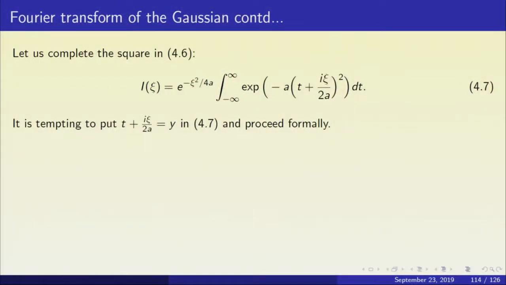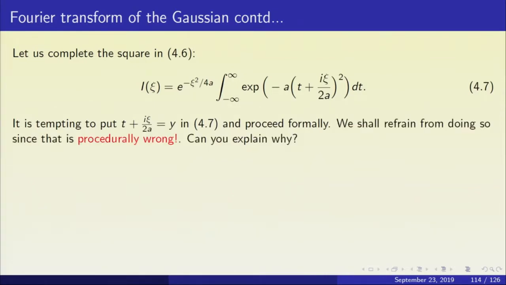The integral I chi is e to the power minus chi squared by 4a, integral minus infinity to infinity, exponential of minus a into t plus i chi by 2a the whole square dt. It is very tempting to make a substitution. It is very tempting to say, let us put t plus i chi by 2a equal to y. Then straight away the integral becomes integral minus infinity to infinity e to the power minus ay squared dy, and you can quickly calculate it. You get the correct result, but the procedure is wrong. Procedure is terribly wrong. Nevertheless, you get the correct result, but this is unjustified.